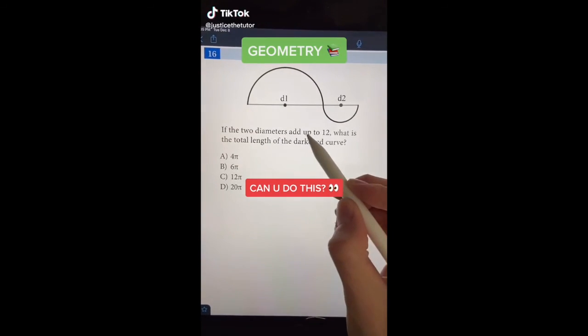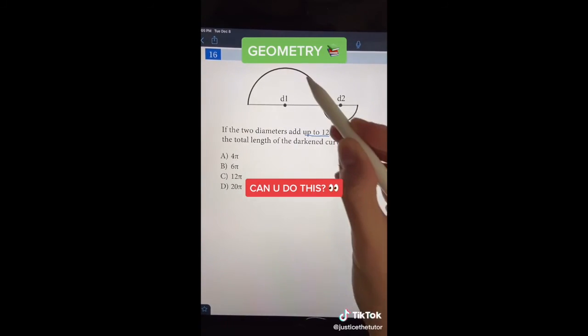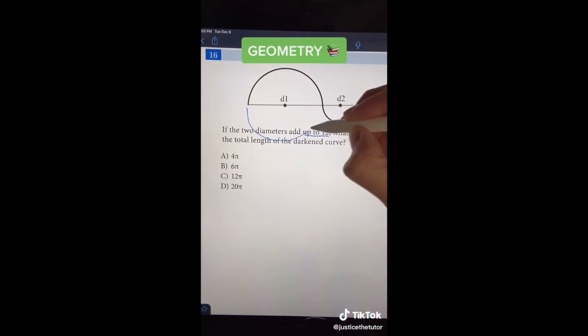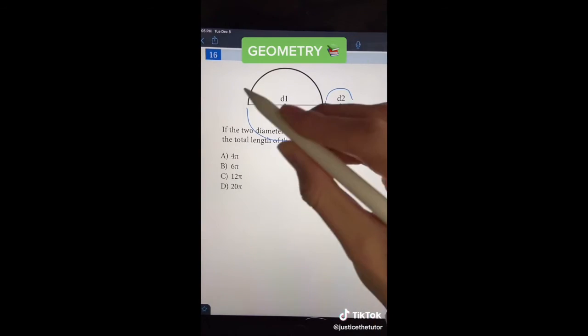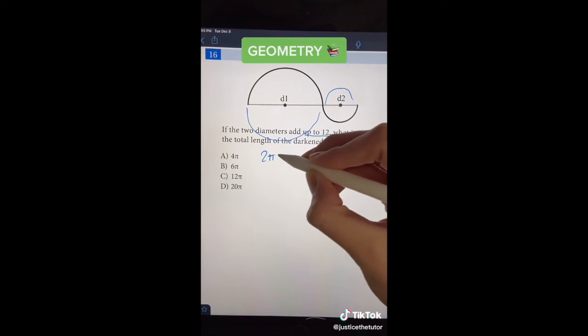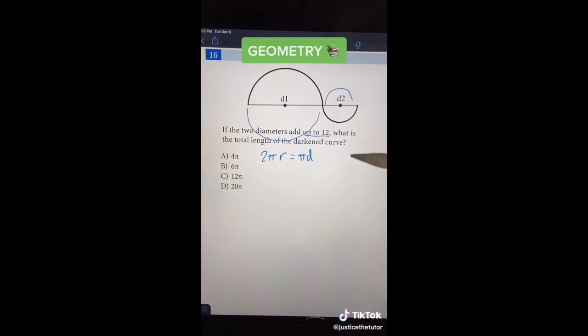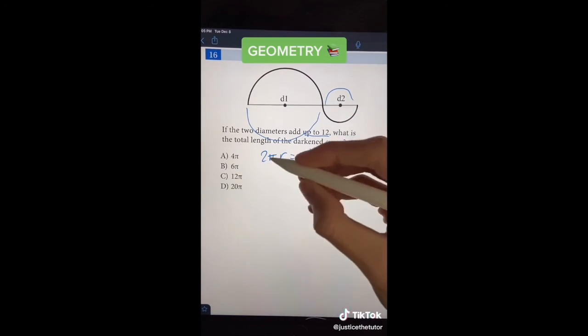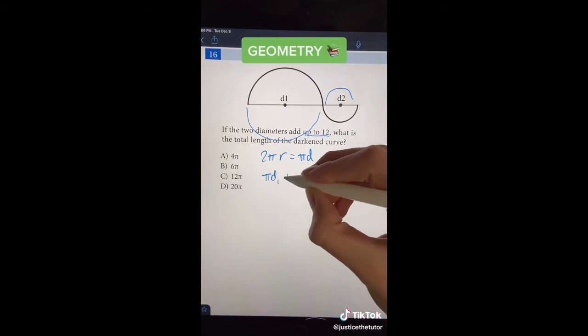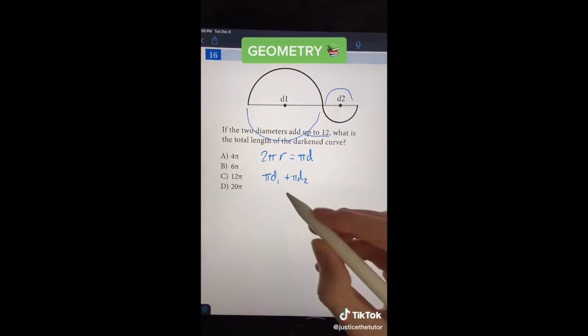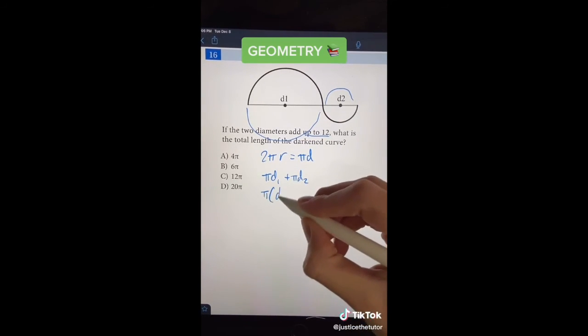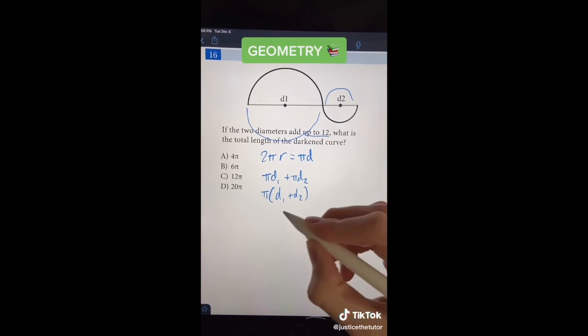If the two diameters add up to 12, what is the total length of the darkened curve, which is this? So the first thing I'm going to do is just imagine that these are two complete circles. And to find the circumference of a circle, you use the formula 2 pi r, where r is the radius. In this case, it's written in the diameter, so this is just pi times d. And if we add these two circumferences up, we get pi d1 plus pi d2. And we can just factor out a pi, so this is just pi times d1 plus d2, and it gives us what d1 plus d2 is.